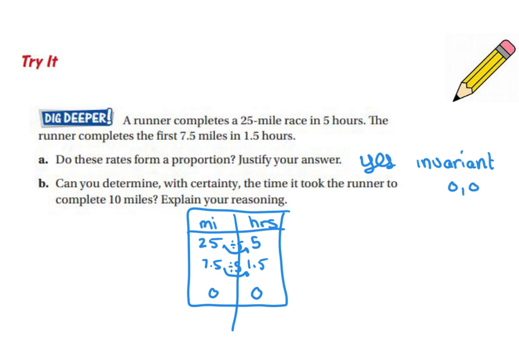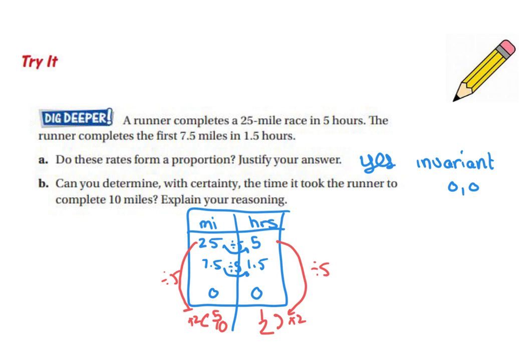Now, can you determine with certainty the time it took the runner to complete 10 miles? You could argue that what you could try to do is divide by 5 to get to 5 miles, divide by 5 to get to 1 mile, and then you could multiply times 2 to get to 10. So 10 miles could take 2 hours if you did this times 2 and you did that. So you could argue that.